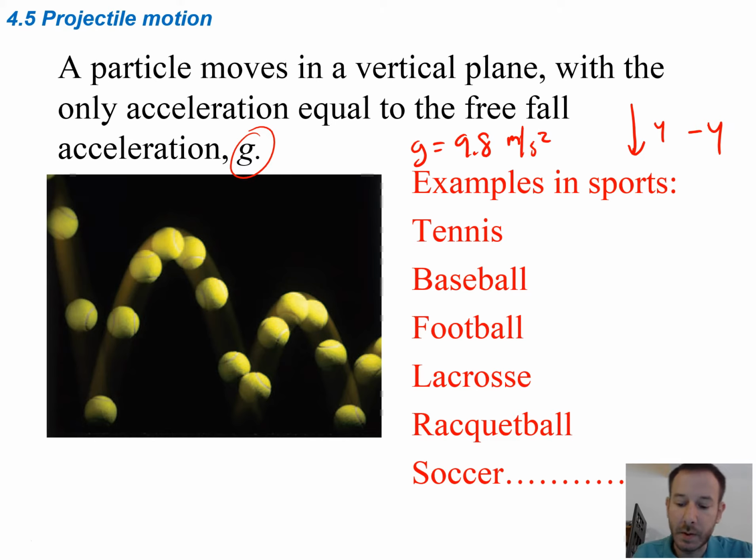Some examples are tennis balls, baseballs, footballs, lacrosse, racquetball, soccer, etc. Really anything that's going to be falling through the air.